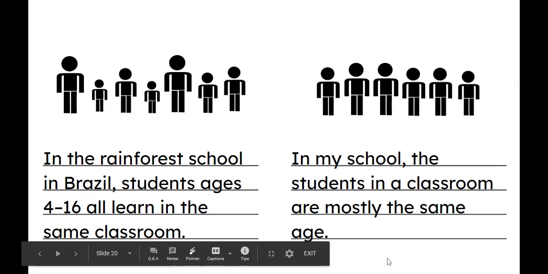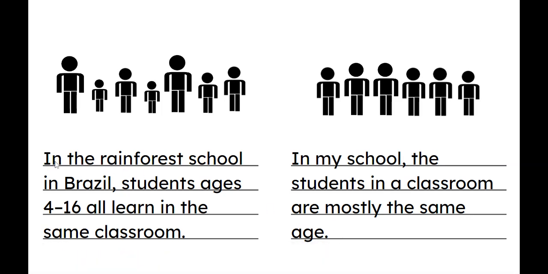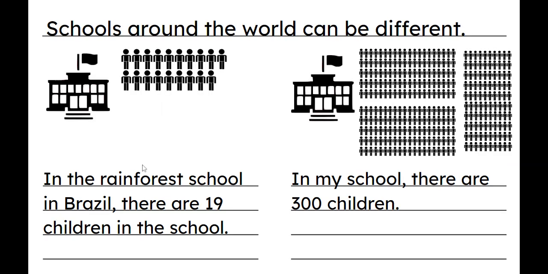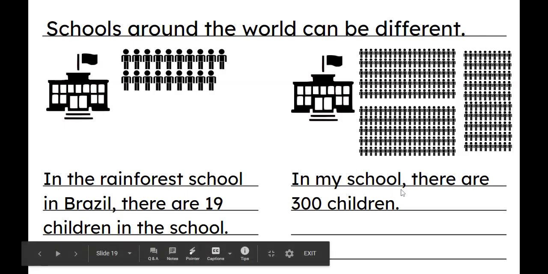So here's my second difference. In the rainforest school in Brazil, students ages 4 through 16 all learn in the same classroom. In my school, the students in a classroom are mostly the same age. So that is a second difference. Now, notice that I start the sentence telling what school I'm talking about, in the rainforest school in Brazil. So make sure you talk about where that school is located. Then in this sentence, I say in my school. Same thing in what I did with the first difference, in the rainforest school in Brazil, and then in my school.